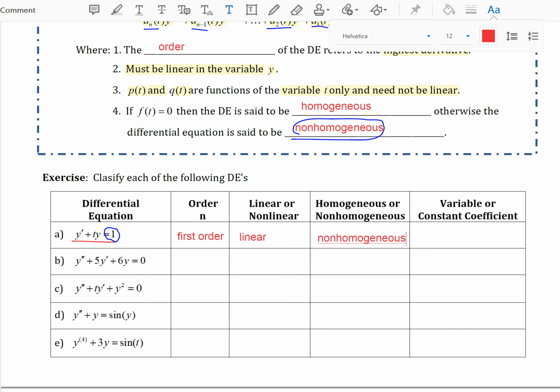The last portion, we're talking about the coefficients, and we're asking, are the coefficients variable coefficients? Do they change, or are they constant? So now I'm looking at the coefficients of y prime and the coefficients of y here. And so because the coefficient of y is a variable, even though the coefficient of y prime is 1, which is a constant, because this t on y changes our coefficient, this says that our differential equation is going to be a variable coefficient.